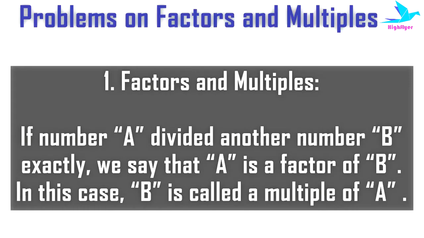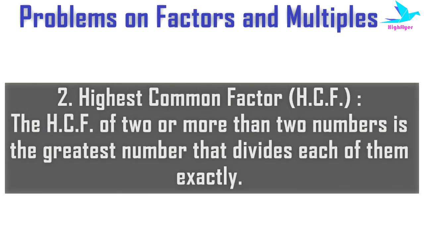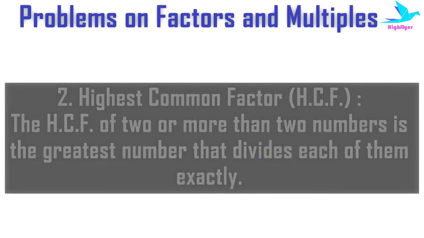If number A divides another number B exactly, we call A a factor of B. In this case, B is called a multiple of A. तो HCF is nothing but the highest common factor. जो फैक्टर की वैल्यू सबसे ज्यादा बड़ी होती है उसे कहते हैं हाईएस्ट कॉमन फैक्टर. The HCF of two or more numbers is the greatest number that divides each of them exactly.